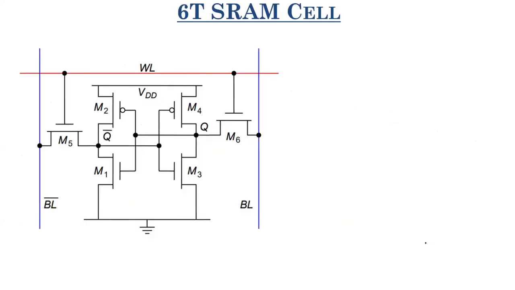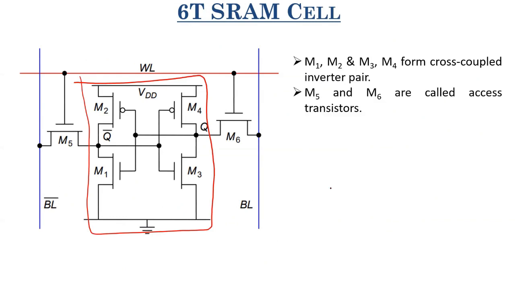So what happens in a SRAM cell is you have this cross-coupled inverter pair, which you can identify like this. This is your cross-coupled inverter pair. And then you also have the two access transistors. So M1, M2, M3, and M4 form the cross-coupled inverter pair. M5 and M6 are the access transistors. There is this read and write conflict in SRAM, which I'll be discussing in detail.